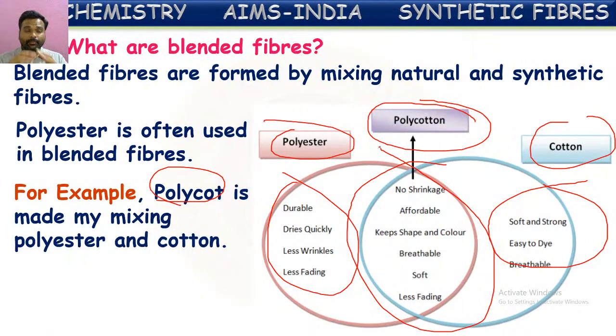Blending, I told you already, blending means mixing. So if you take a few fibers of cotton and a fiber of polyester and mix those two, that we call yarning. If you yarn them, the fibers obtained are called blended fibers.